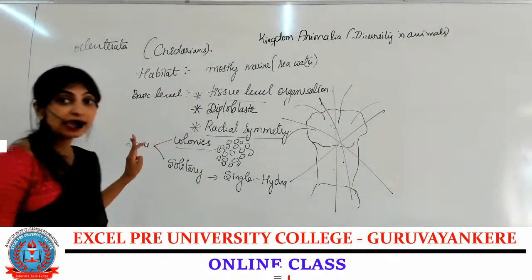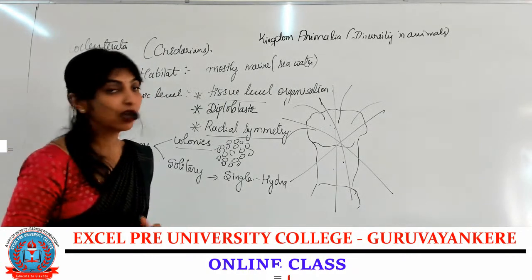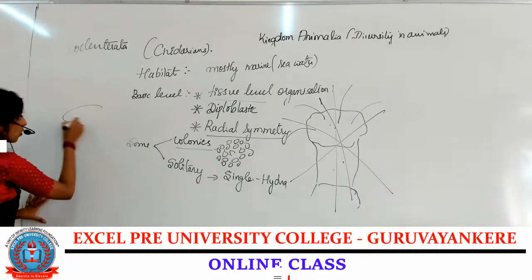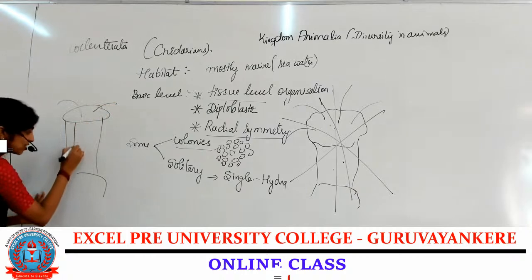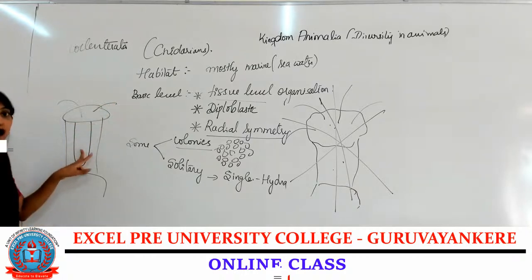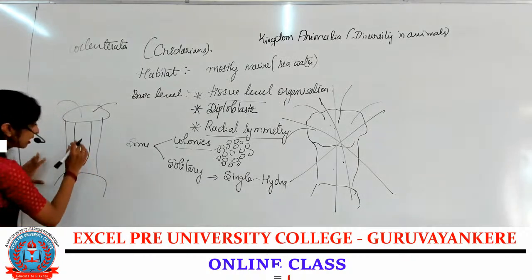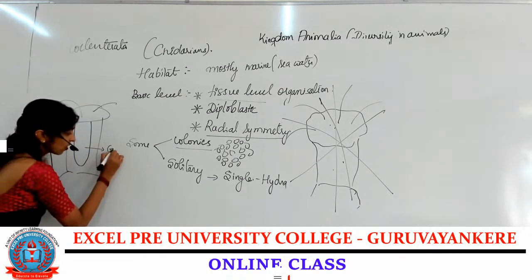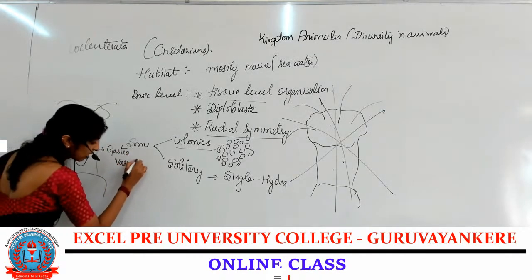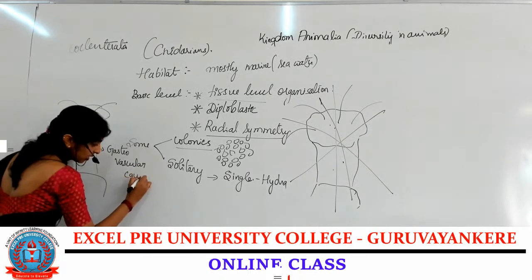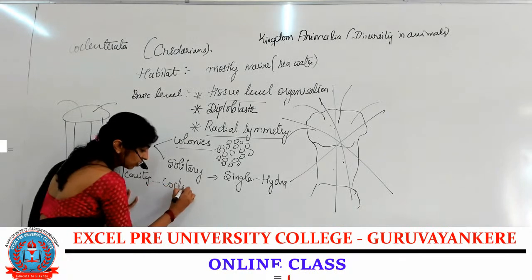Coming to the name Cnidaria, why have they got the name Cnidaria? Here, consider this is the body of Hydra. At the center, they have a cavity. That cavity is called the gastrovascular cavity. The gastrovascular cavity is also called the coelenteron.